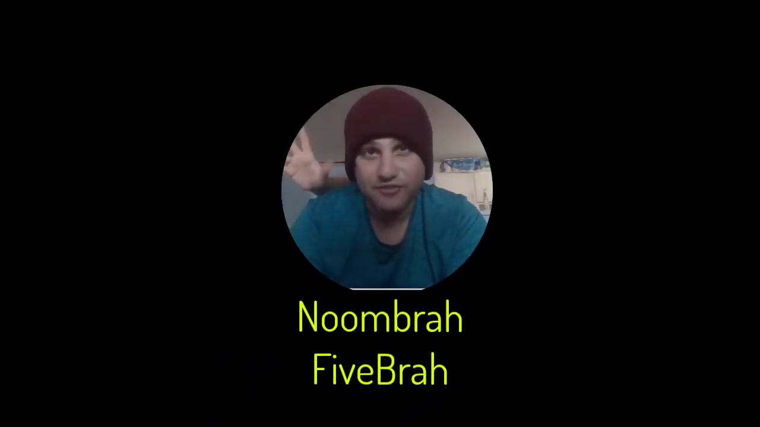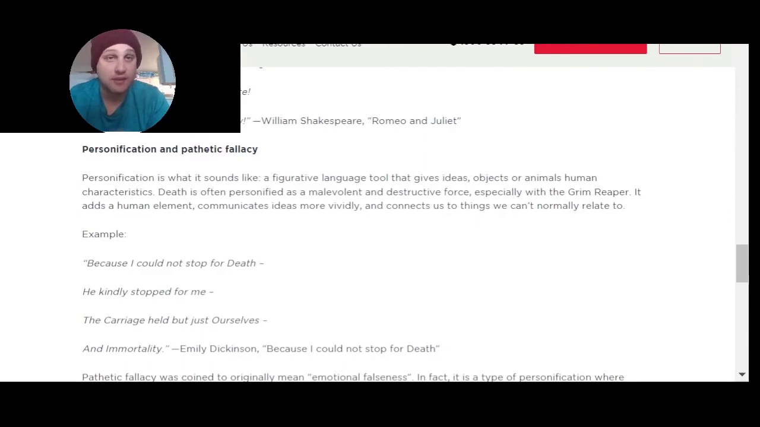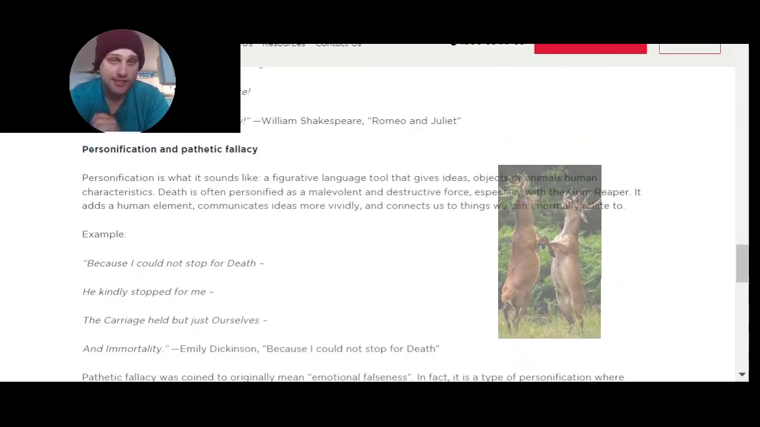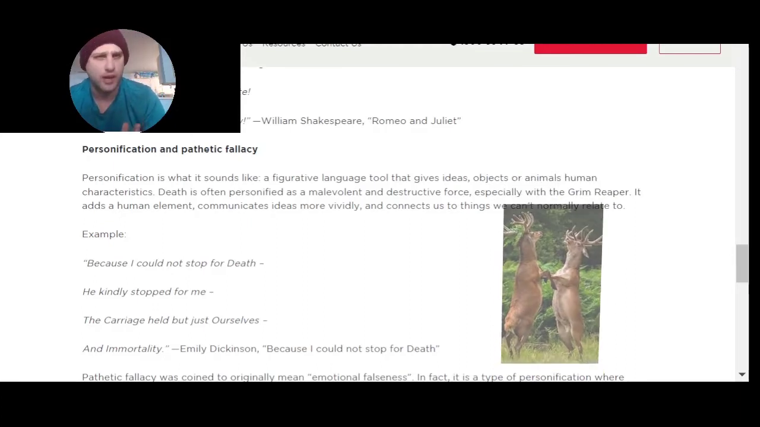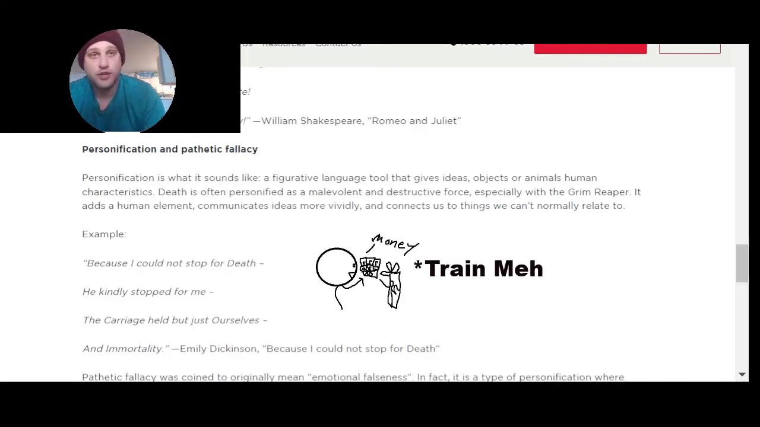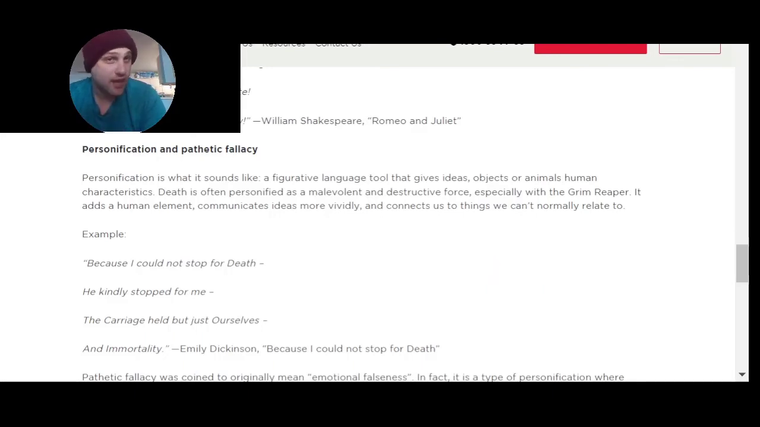Number 5. Personification and pathetic fallacy. Personification is exactly what it sounds like. It's giving an emotion or a human quality to something that really is not human. For example, a deer danced in the woods. If I saw a deer dancing in the woods, I have no idea what I would do. I may capture it, I may train it for money, I have no idea, but I would certainly not be there very long. Pathetic fallacy, on the other hand, is giving an inanimate object a characteristic.